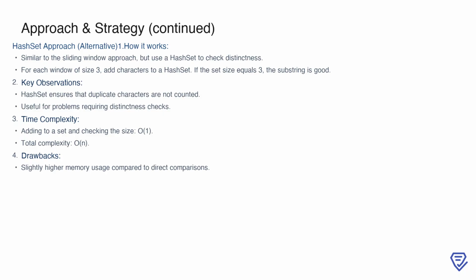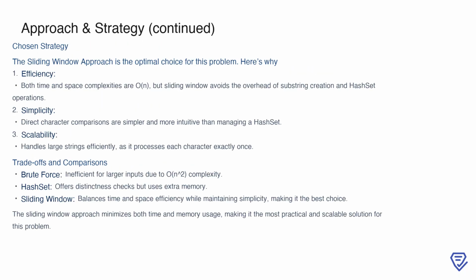However, this approach uses slightly more memory compared to direct character comparisons, as we need to maintain the hash set for each window. Despite this, the time complexity remains O(n), since adding to the set and checking its size are constant time operations. Among the approaches considered, the sliding window method is the most optimal choice for this problem. It strikes the right balance between efficiency and simplicity.